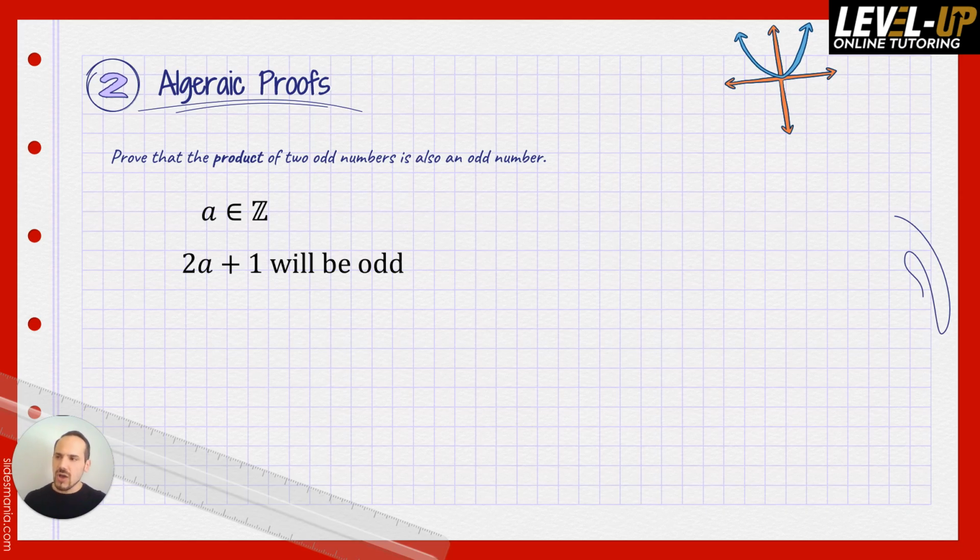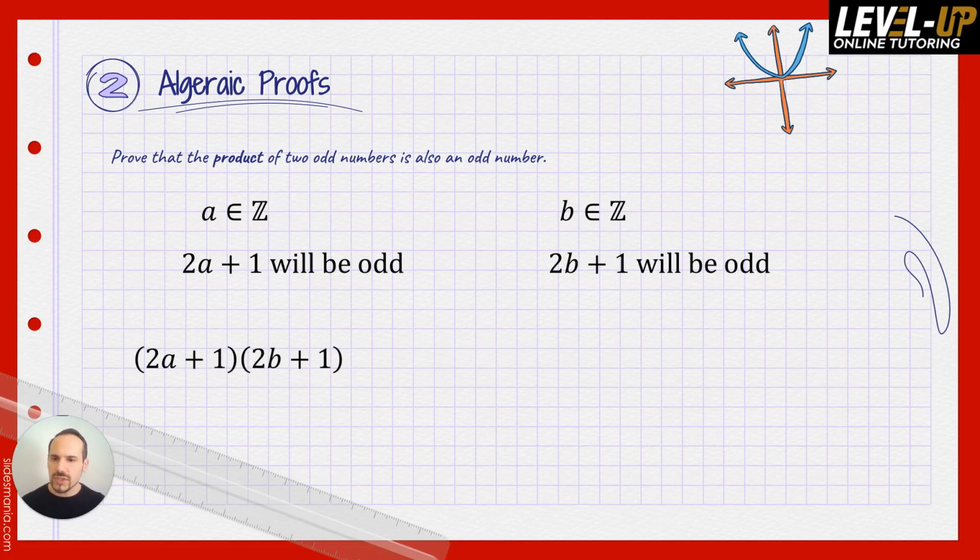So if a is 1, 2, 3, 4, and so on, 2a plus 1 is going to be 3, 5, 7, 9, and so on. So you see this will represent all odd numbers. And we do the same thing again with a different integer, b. 2b plus 1 will then also be odd, but another odd number. And now what we want to do is show that the product of these two numbers will also be odd. So this product, we want to show that that's always going to be odd.